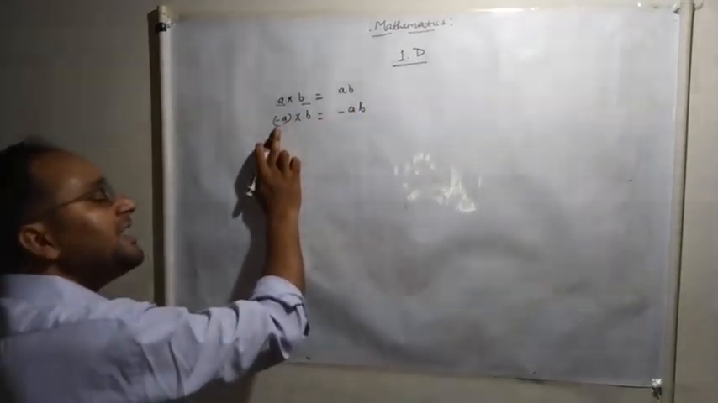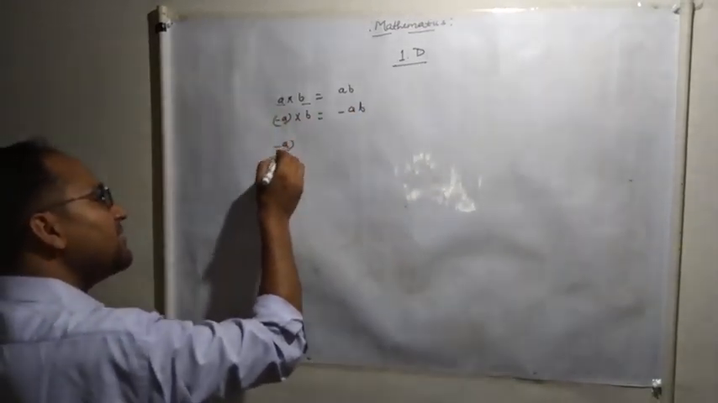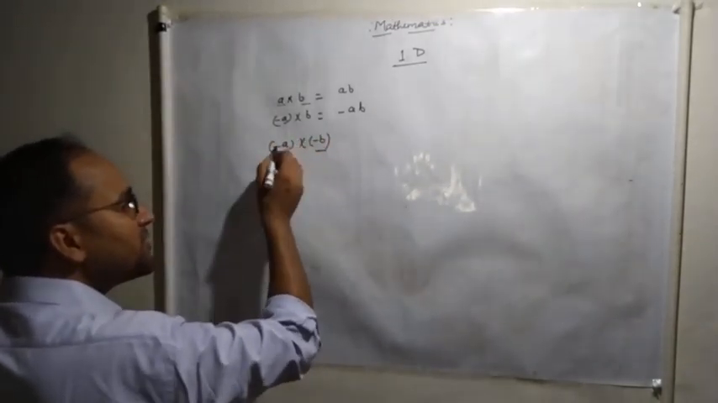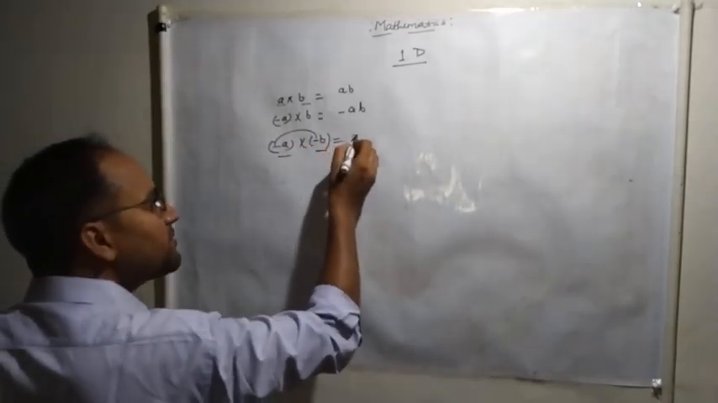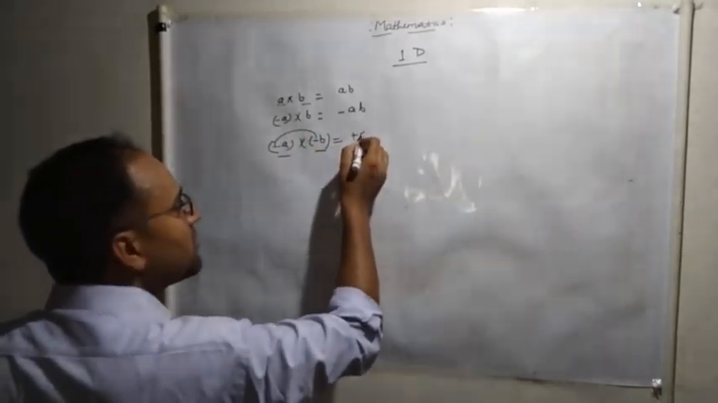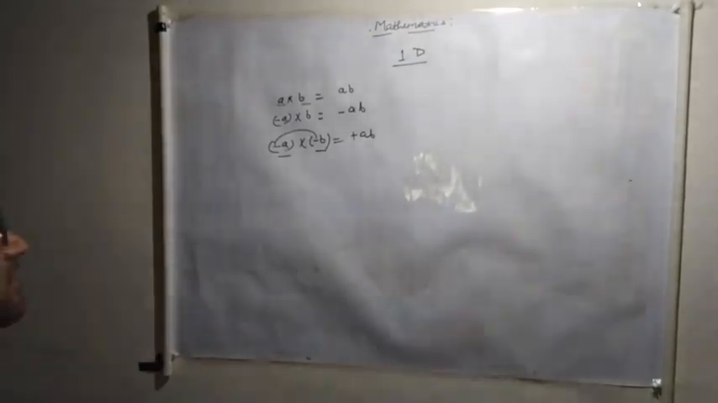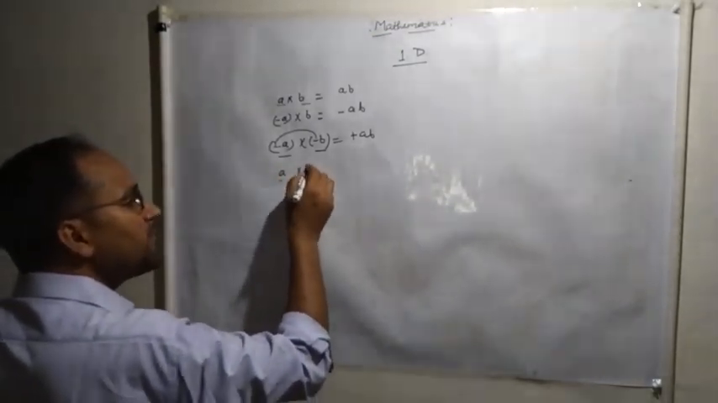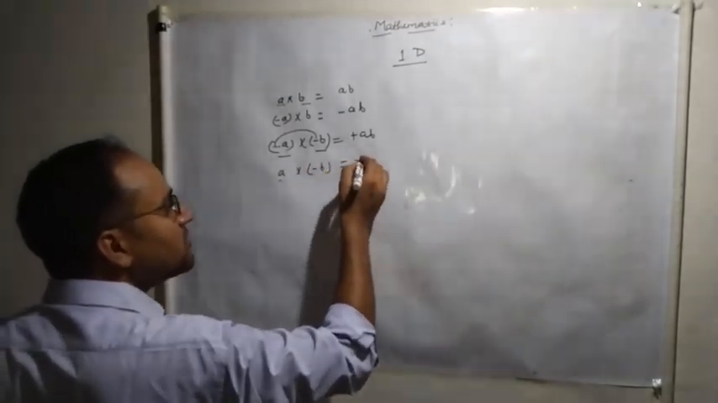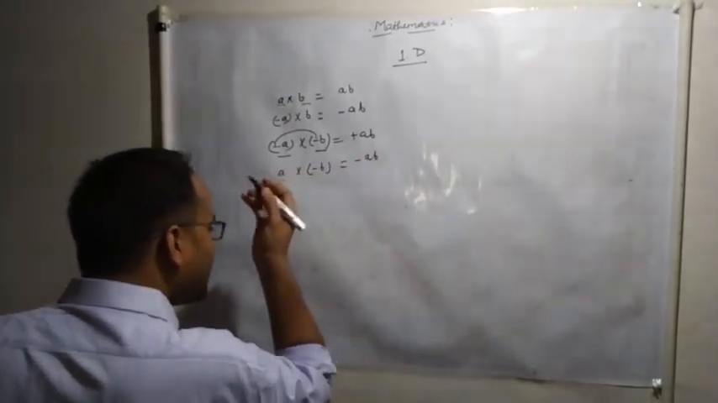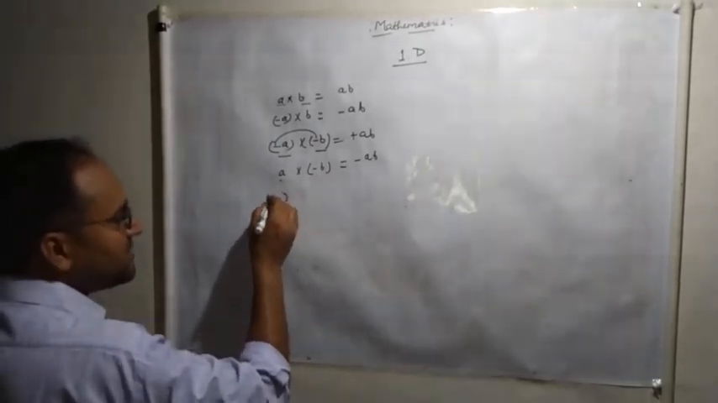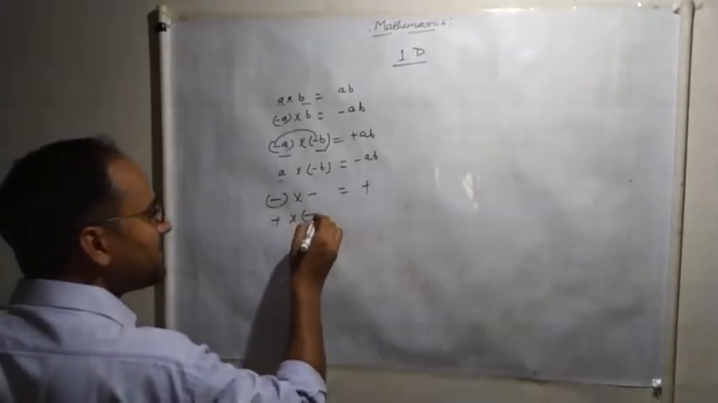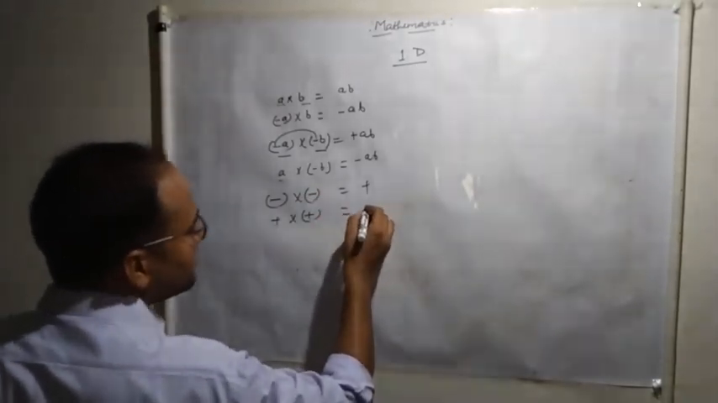Here only A is negative. Suppose A into minus B. Or if you multiply when both are negative, first you multiply minus into minus, you know that is plus, I have explained this, so you will get plus AB. Or here A is positive and B is negative, in this case you will get minus AB. And you know that minus multiplied by minus is plus, and plus multiplied by plus gives plus also.